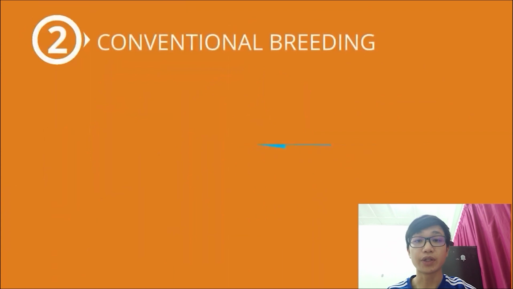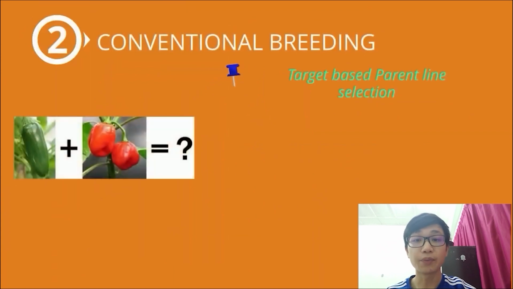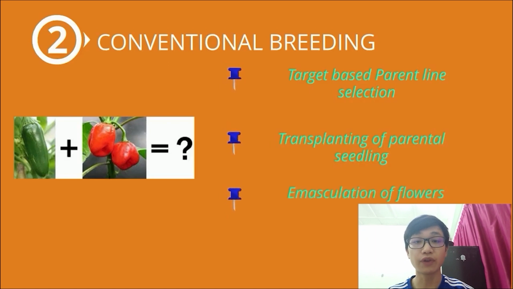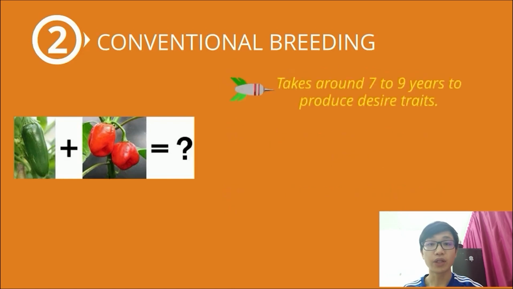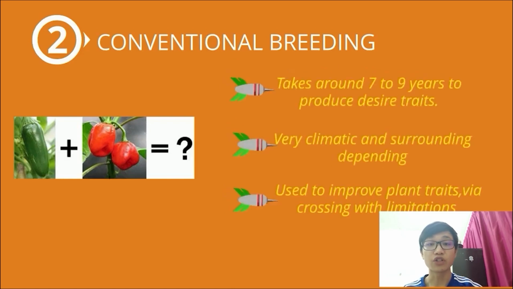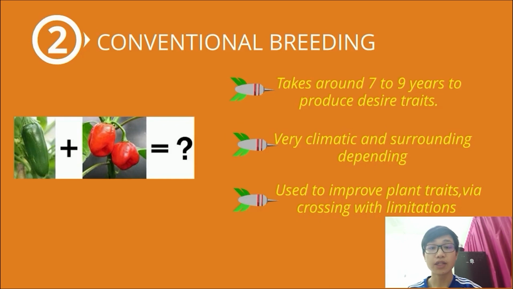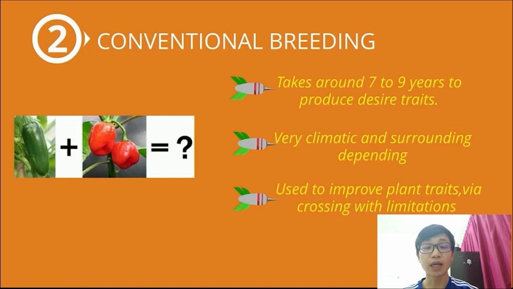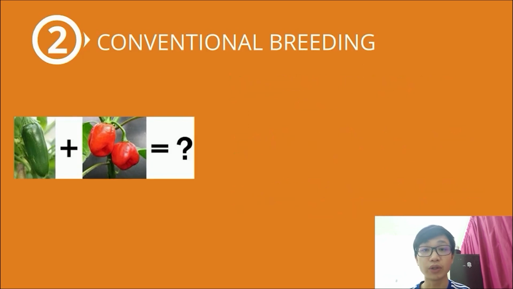What is conventional breeding? Conventional breeding is breeding that targets parent line selection, followed by transplanting of the parent seedlings, then emasculation of the flower during the flowering season to prevent contamination of the pollination process. Conventional breeding takes a relatively long time, around 8 to 10 years. At the same time, it is very climate and surrounding dependent, where rainy seasons and drought seasons will highly affect the outcomes of the breeding. And conventional breeding does have a lot of limitations, including the vectors.